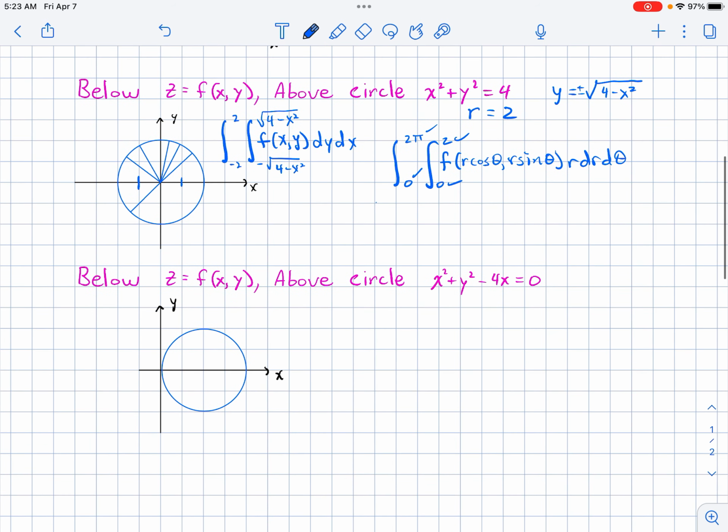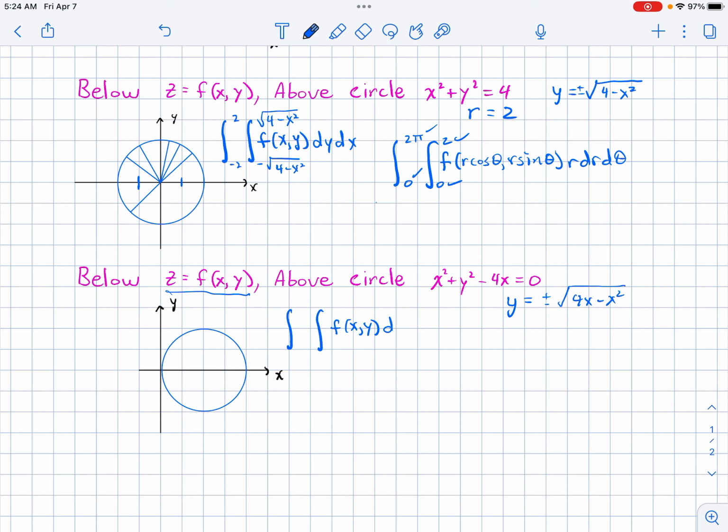Now, let's change that a little bit and say, okay, we're below this function and above this circle. Now let's see about how we would integrate this. First of all, I'm going to set this up with rectangular coordinates. So let me solve for y. So y is equal to plus or minus the square root of 4x minus x squared. And I've got f of x, y.